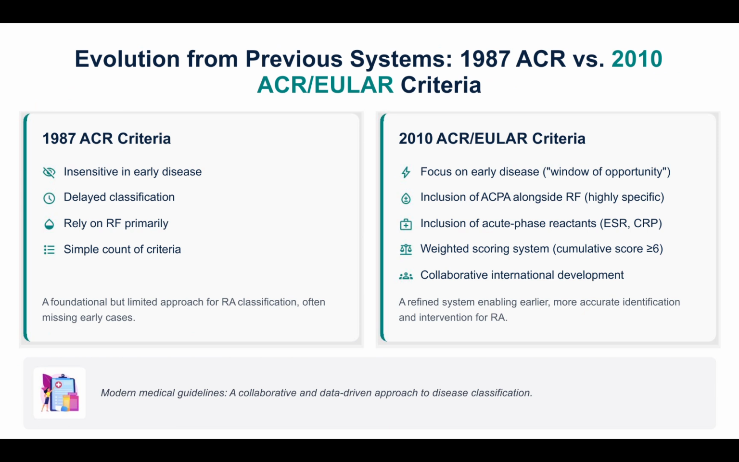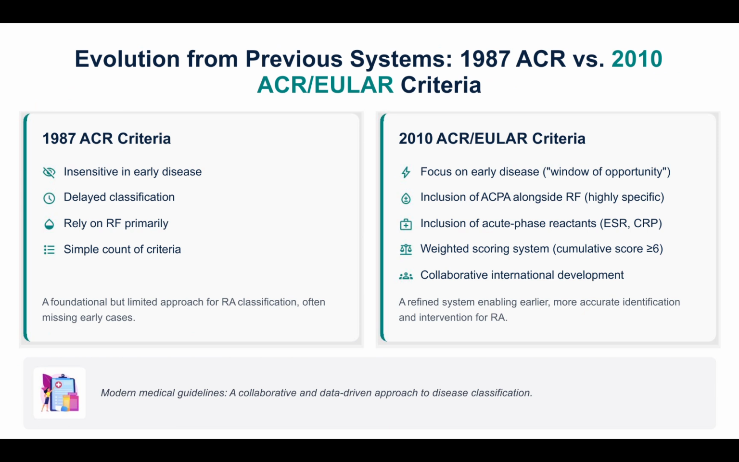Let's really highlight the progress by comparing the older 1987 ACR criteria with our current 2010 ACR EULAR criteria. The 1987 criteria often weren't sensitive enough in early disease, leading to those treatment delays we talk about. They mostly relied on rheumatoid factor and simply counted how many criteria were met. They served their purpose at the time, but as we learn more about rheumatoid arthritis, they become a bit outdated.